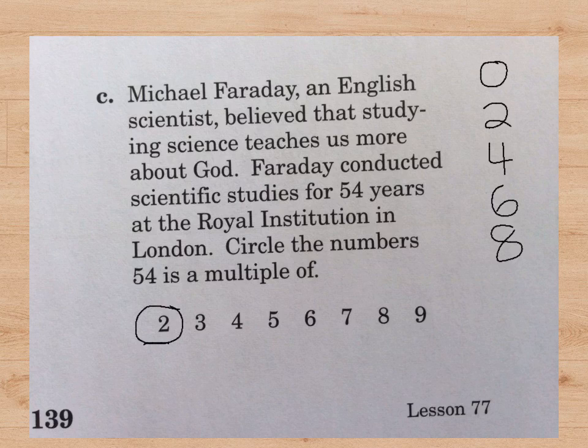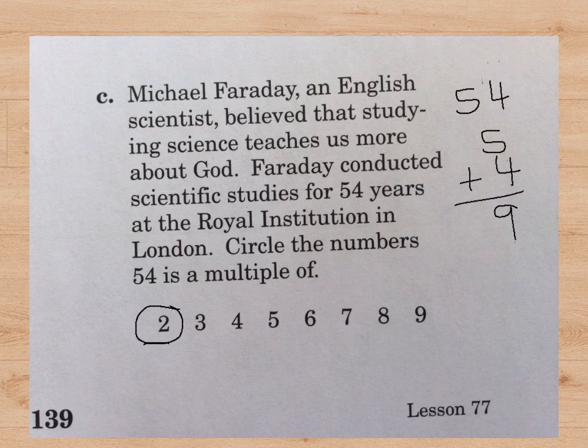Now the next one's asking, does 3 go into 54? To know if 3 goes into a number, you take the number, so we have 54, and you add up the digits that it contains. Well, it has a 5 and a 4, and when we add that up, we get 9. Does 3 go into 9 evenly? Yes, it does. So what that tells us is 3 is a multiple of 54 also.